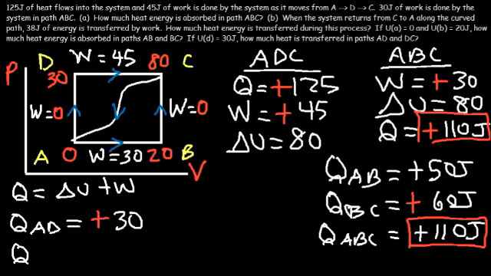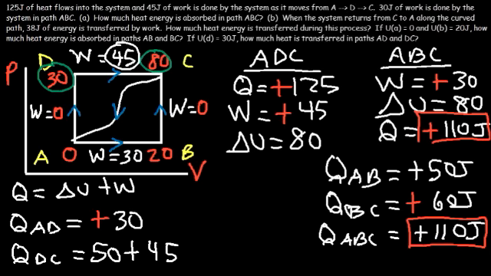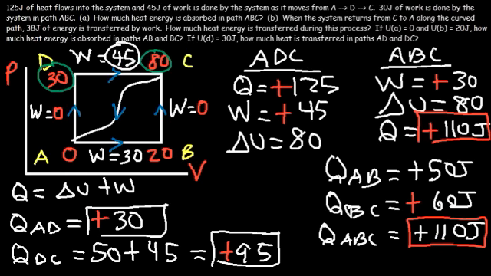Now what about QDC? What's the answer for that? Well, notice that the change in the internal energy going from D to C, it increases by 50. 80 minus 30 is 50. And the work done going from D to C is positive 45. So Q is delta U plus W. So 50 plus 45, that's equal to positive 95. Now, if we add 30 and 95, it should give us the total of 125, which it does. So everything is balanced, so to speak.